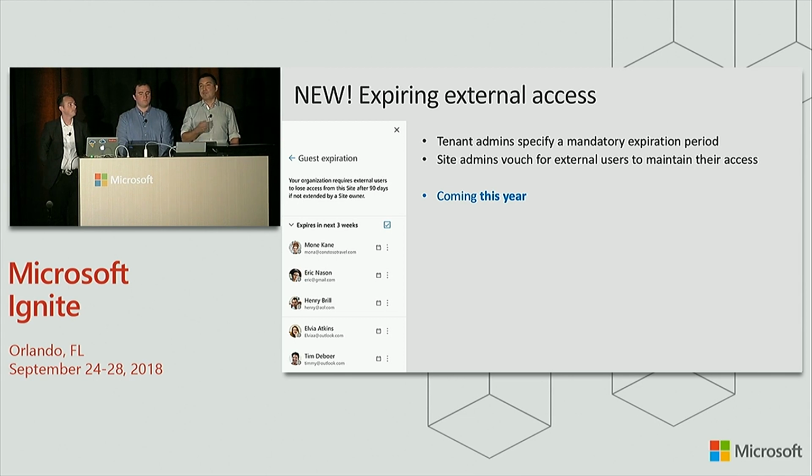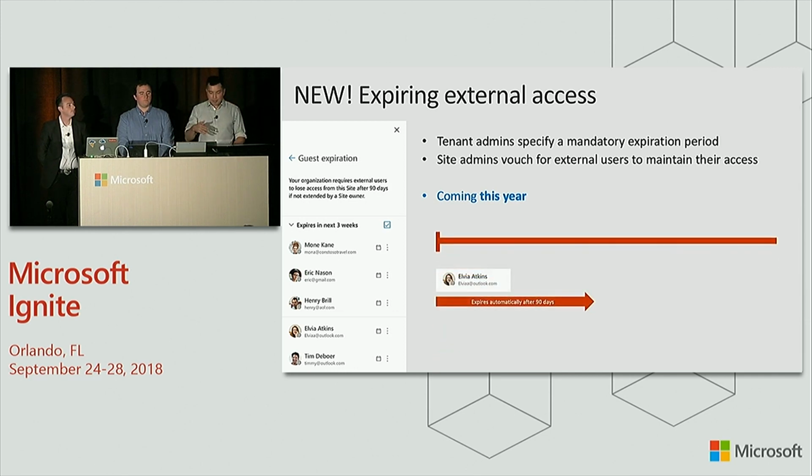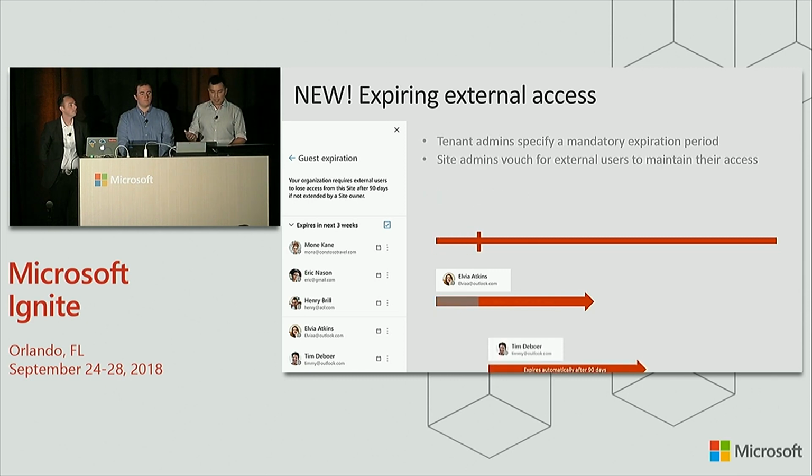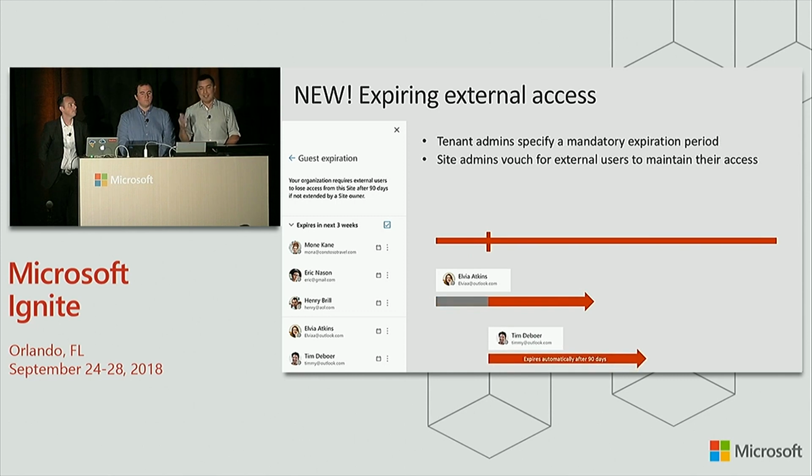And you can customize for your own processes how long that period is, whether it's every 90 days, once a year, or every week if you want to. So let me show you how that's going to work. In this case, Elvia gets access to some file in my site because somebody has shared it with her. Her access is automatically going to expire after 90 days because that's the policy that I've set as a tenant admin. Now later on, Tim also gets access. His 90-day timer starts as soon as he gets access.